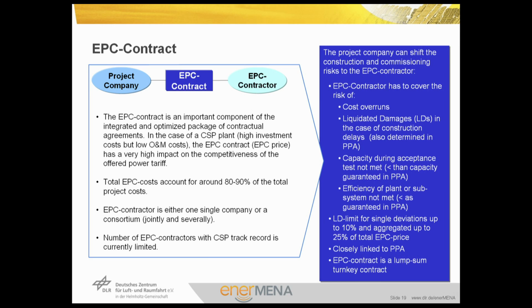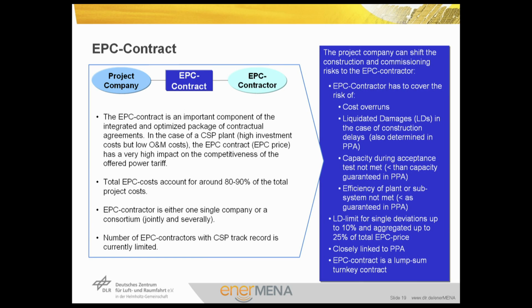So the project company can shift the construction and commissioning risks to the EPC contractor. In this regard, a typical EPC contract includes the technical and testing requirements as well as the legal and commercial requirements, performance and delay LDs, which should always cover the LDs toward the off-taker, otherwise you are facing a gap. A typical value for the delay LDs is 10% of the EPC price. This is the cap that EPC is obliged to pay. The client could also reject the plant, but this normally never happens.